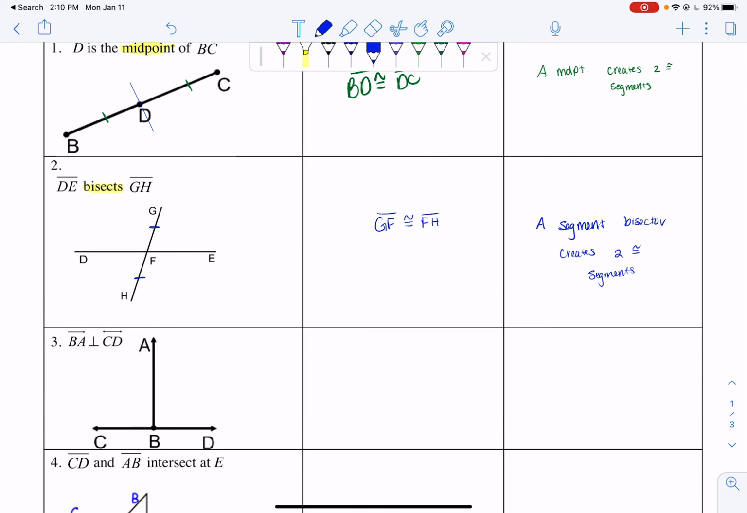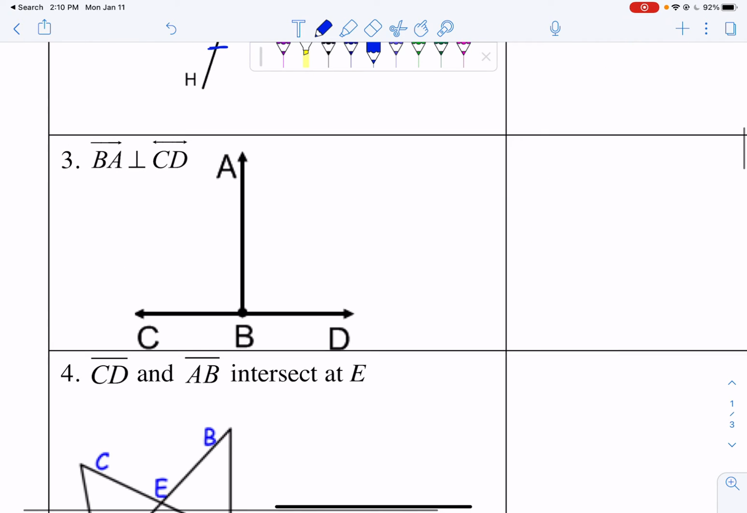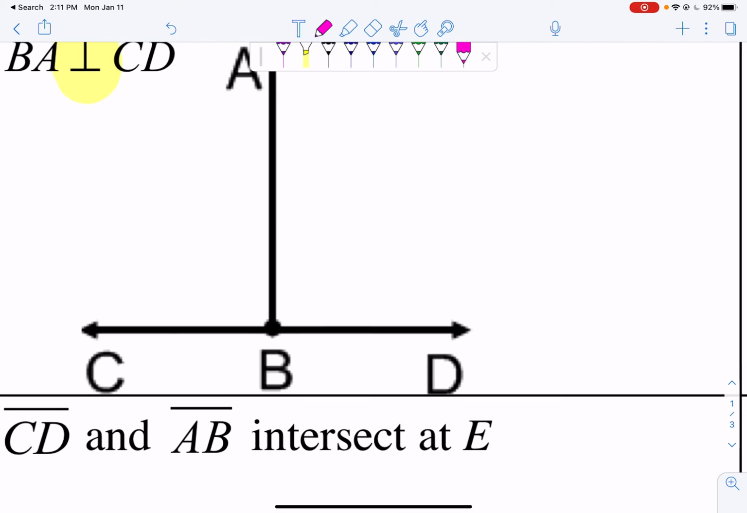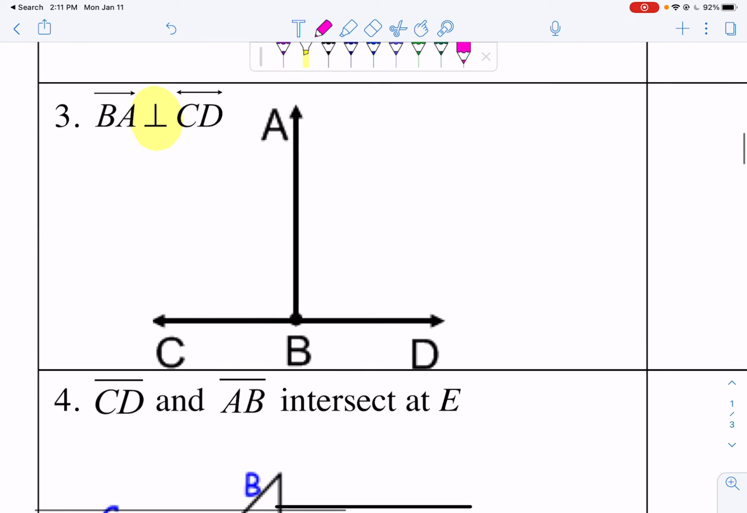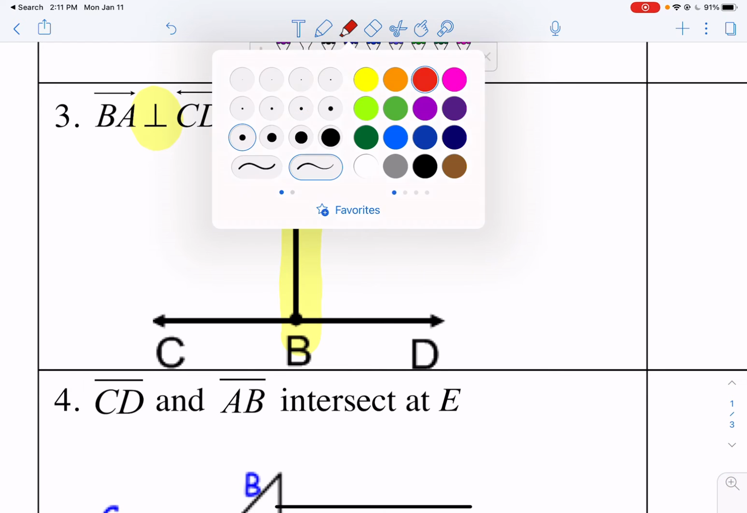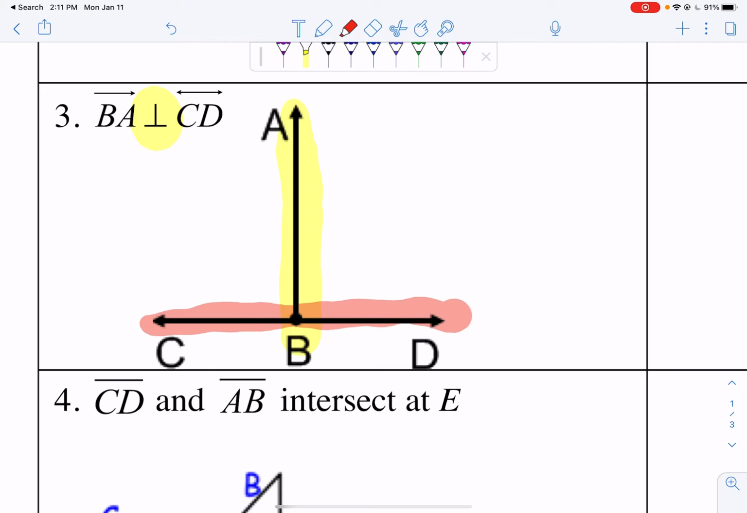Good. Now, BA is perpendicular to CD. Remember, that's a key thing. Whenever I have perpendicular, I've got two statements, two reasons. We need to tell ourselves what type of angles perpendicular lines create. If BA is perpendicular to CD, I have right angles. I have a right angle here, and I have a right angle here. I'm going to number them 1 and 2. But I have to say that they're right angles.